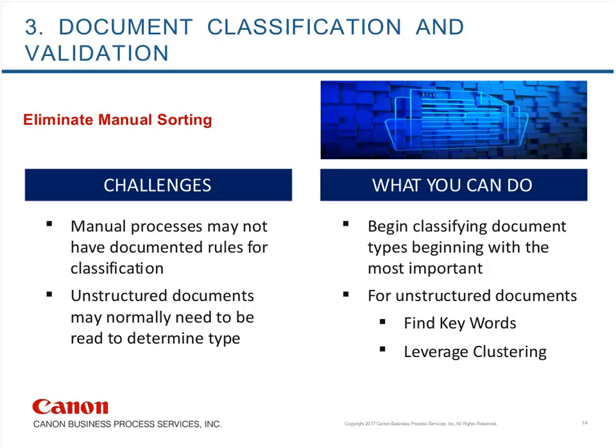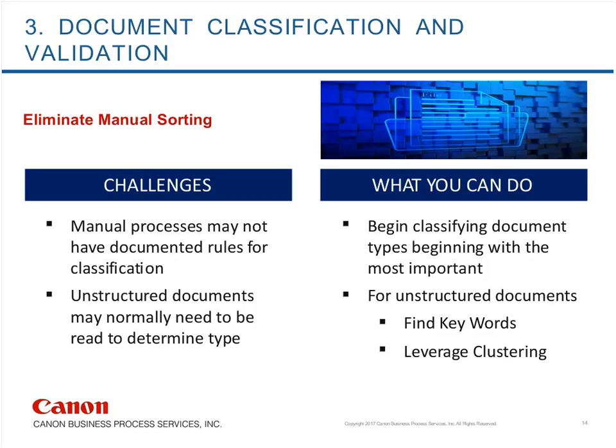Also, some unstructured documents may normally have to be read to determine what they are. You find this when processors tell you they need to look through the document to make a determination. So what do you do? Well, you begin writing the rules for classification, starting with the low-hanging fruit first. That could be the most important or the easiest to classify documents, and then for unstructured documents, you might want to do some analysis.